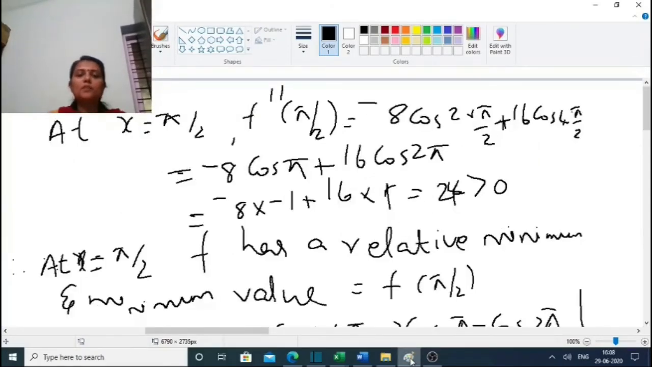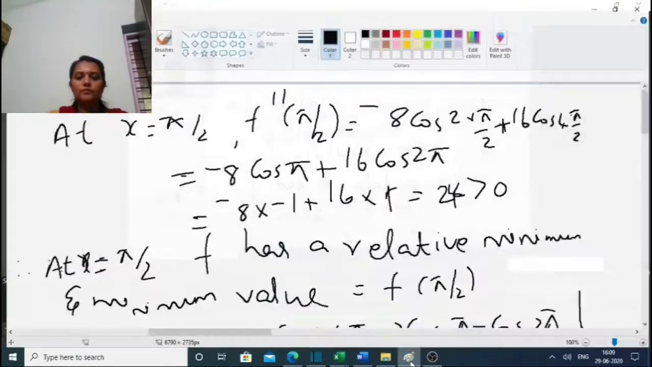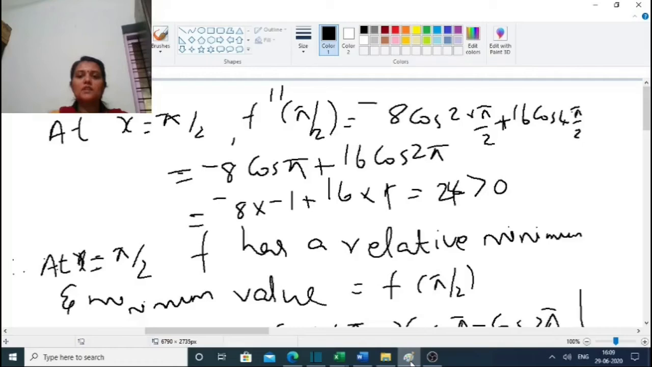Now at x equal to pi by 2, f double dash pi by 2 is equal to minus 8 into cos 2 pi by 2 plus 16 cos 4 pi by 2, which is equal to minus 8 cos pi plus 16 cos 2 pi. Cos pi is minus 1, cos 2 pi is 1, so minus 8 into minus 1 is 8, plus 16 into 1, which is equal to 8 plus 16, 24, which is greater than 0.